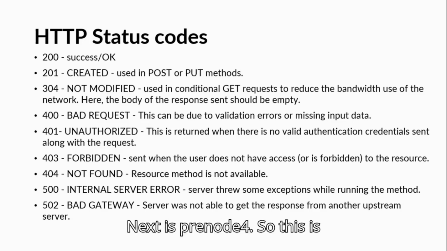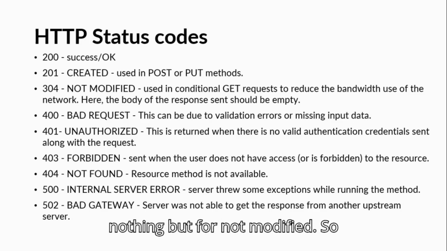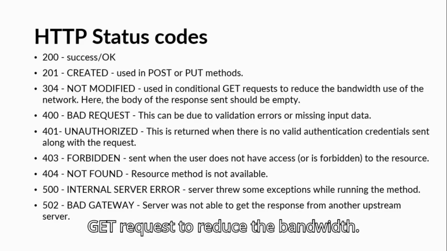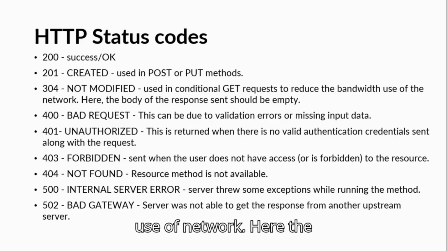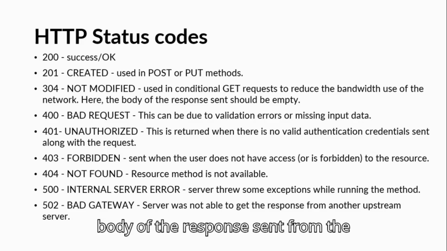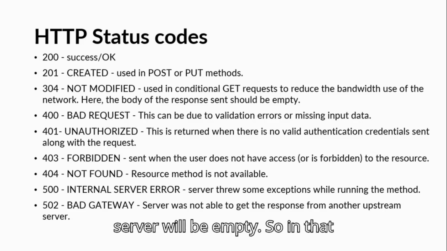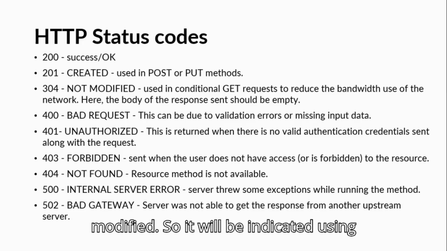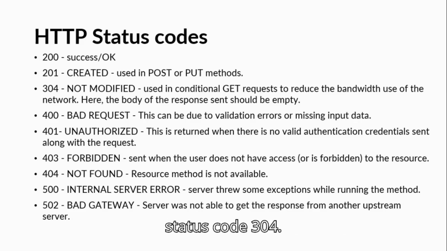Next is 304, which is nothing but not modified. When we are using a conditional GET request to reduce the bandwidth use of the network, the body of the response sent from the server will be empty. In that case, it means the resource is not modified, so it will be indicated using status code 304.